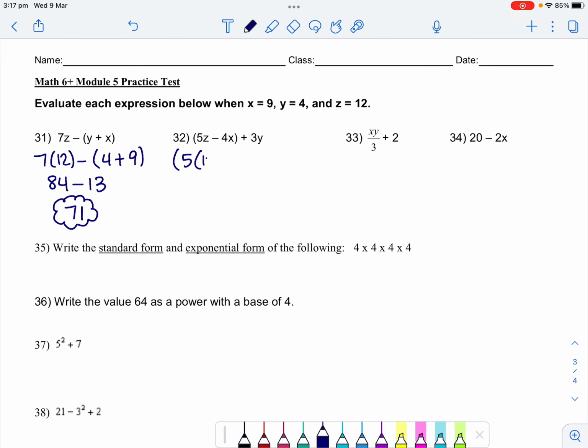5 times 12 minus 4 times 4 plus 3 times, sorry, I did that wrong. It's going to be 4 times 9. 3 times 4. So 60 minus 36 plus 12. 60 minus 36 is 24. Plus 12 is 36.